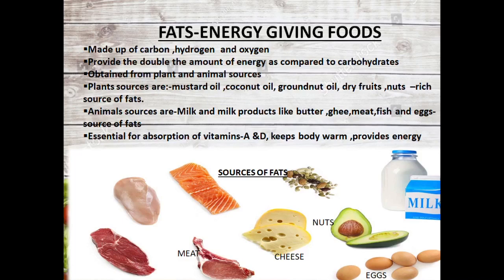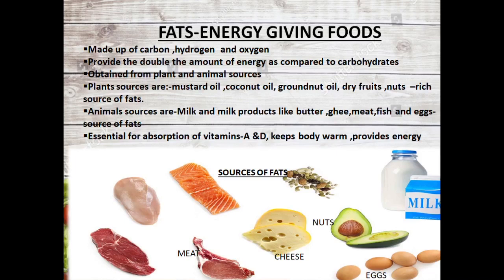Fat takes more time for digestion. There are two sources of fats, plant sources and animal sources. You can see the plant sources like mustard oil, coconut oil, groundnut oil, even the dry fruits and nuts I have shown you already in the activity, which are the richest source of fats. And animal sources: milk, milk products, butter, ghee, meat, fish, eggs, these are the sources of fats. So what do fats do? They provide energy, and they keep our body warm. Clear? The more fat deposited under the skin, the more insulation it provides to the body.